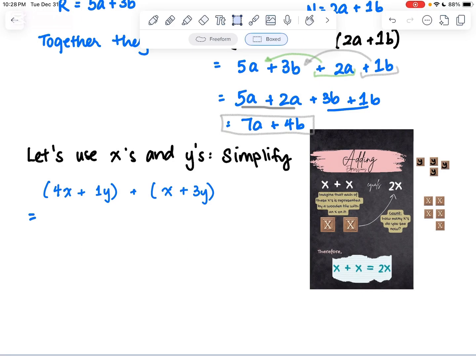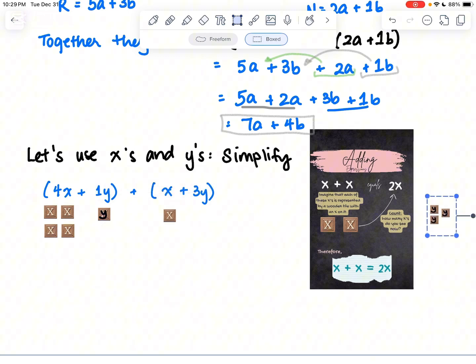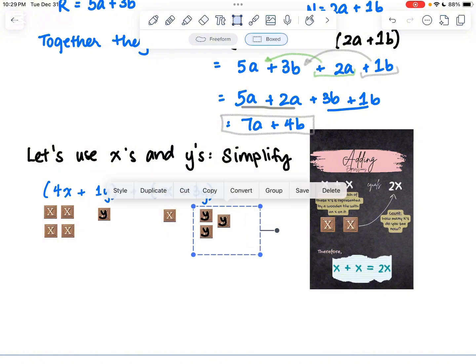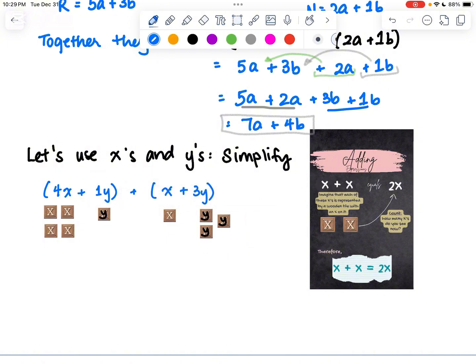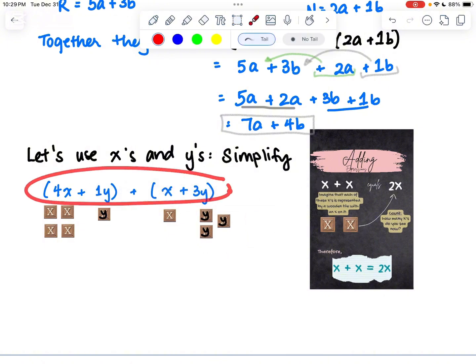So my 4 x's, what would that look like with our tiles? So I've got my tiles here. I'm going to grab these 4 x's and my 1 y. Now, I wasn't able to redo it with the y on it. So there's my 1 y. Let's make it a bit bigger. That's what this first bracket or basket has. Now my 1x over here is represented by 1 x tile, and then my 3 y tiles can be shown this way. So this is a visual representation of what this question means.